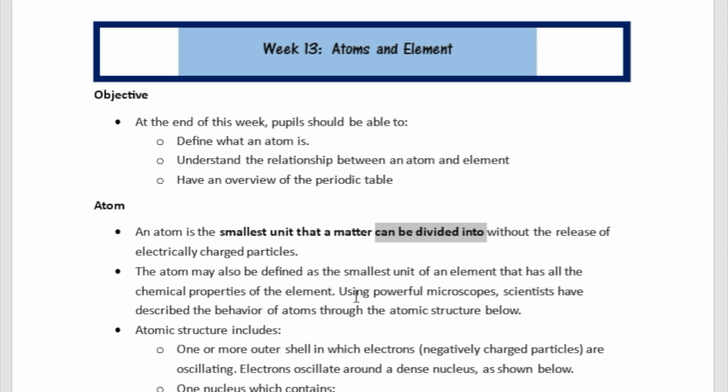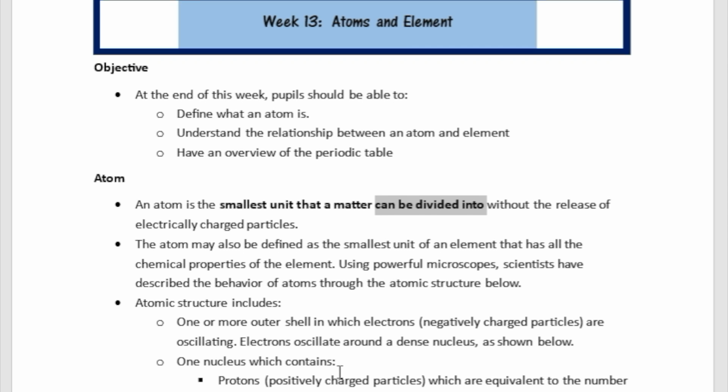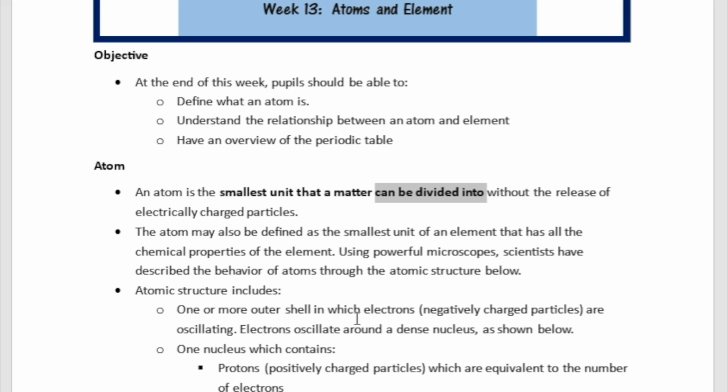The atom may also be defined as the smallest unit of an element that has all the chemical properties of that element. Using powerful microscopes, scientists have described the behavior of atoms through the atomic structure below. So an atom, typically, if you use powerful microscopes, it's going to look like this. It's going to have some shell that electrons orbit around, okay? Then it's going to have a core at the center called the nucleus.